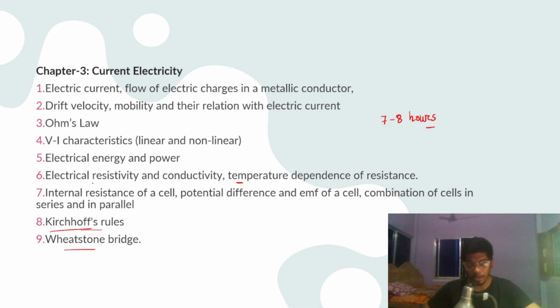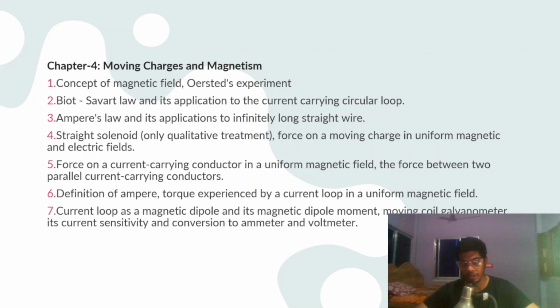But apart from that, there is just pure conceptual things. There is no derivation and all of these things, so this will take very little time, as in current electricity. Next chapter is moving charges and magnetism, which is a conceptual chapter, and you have to go through it rigorously to understand the concepts of this particular chapter.